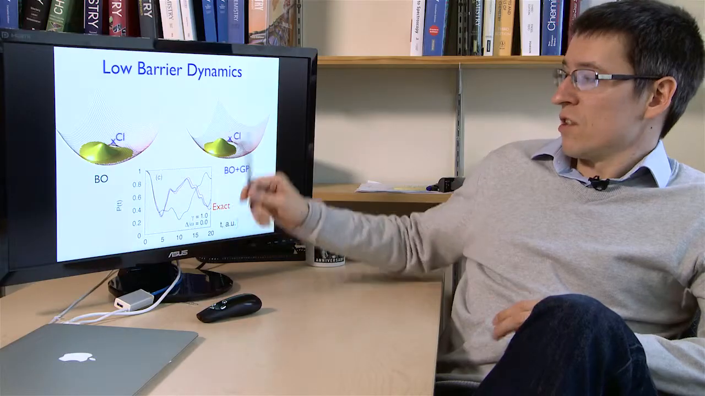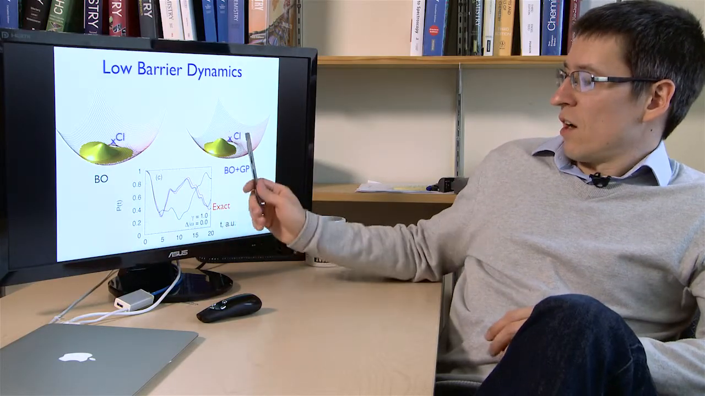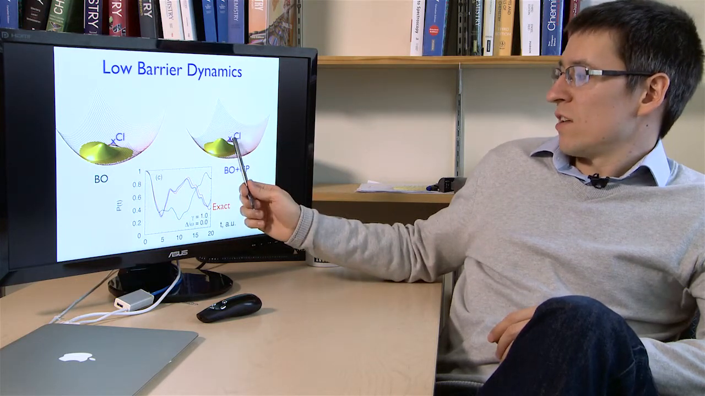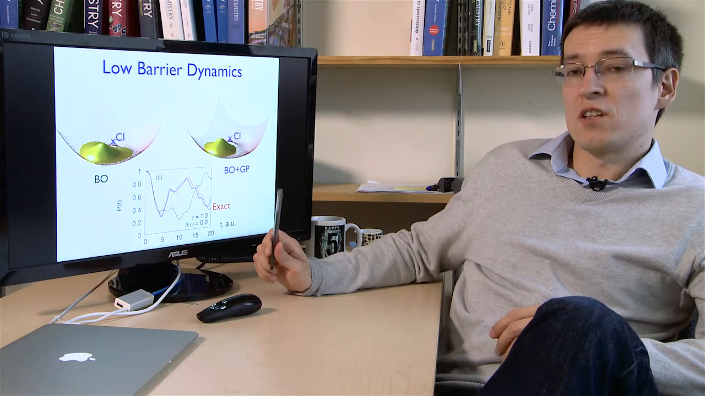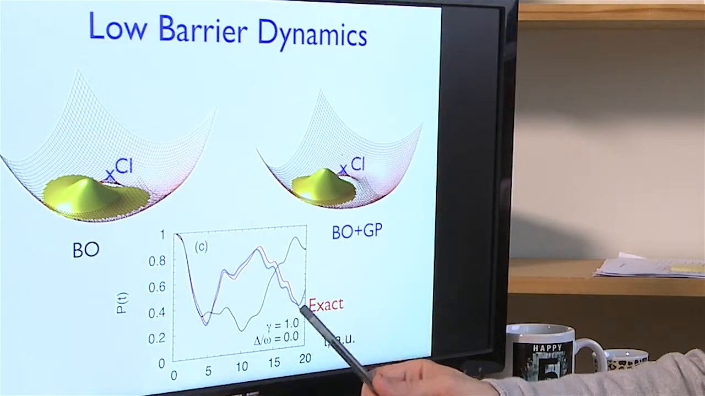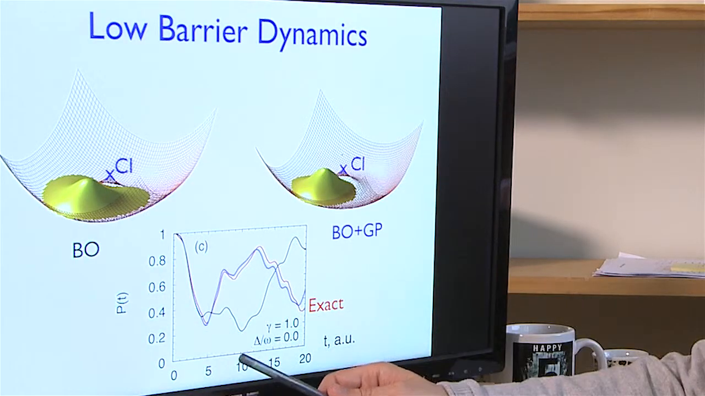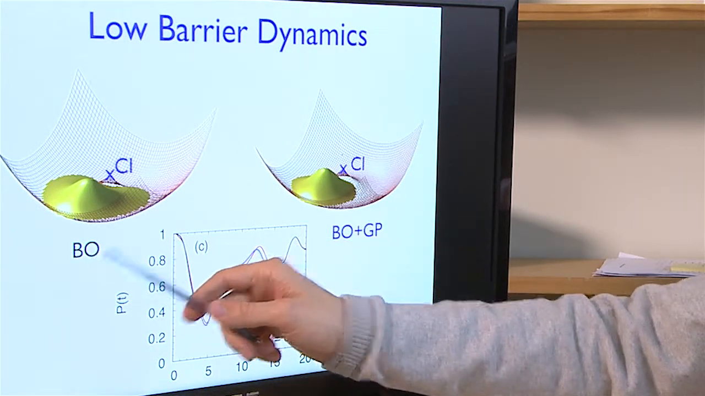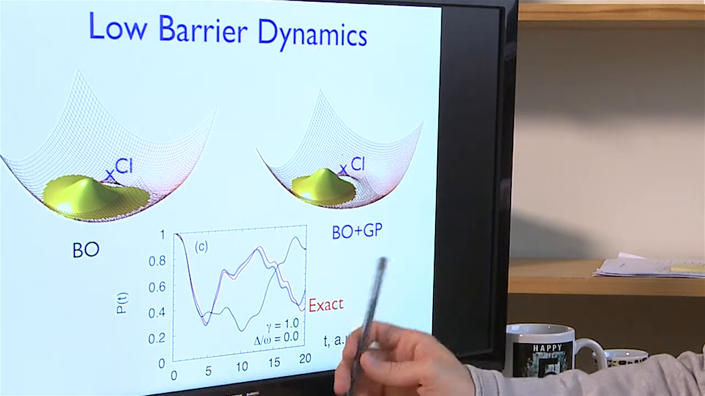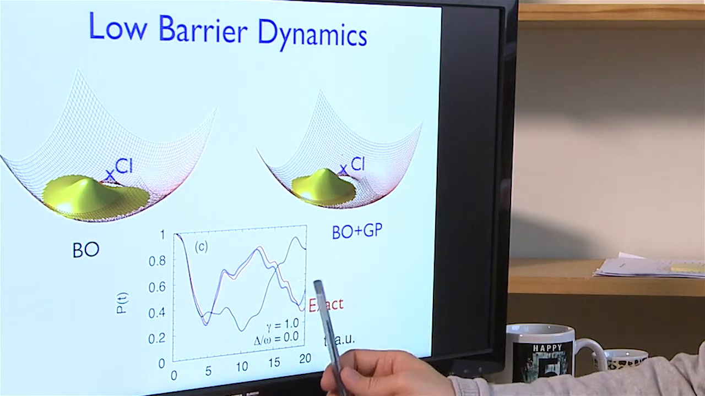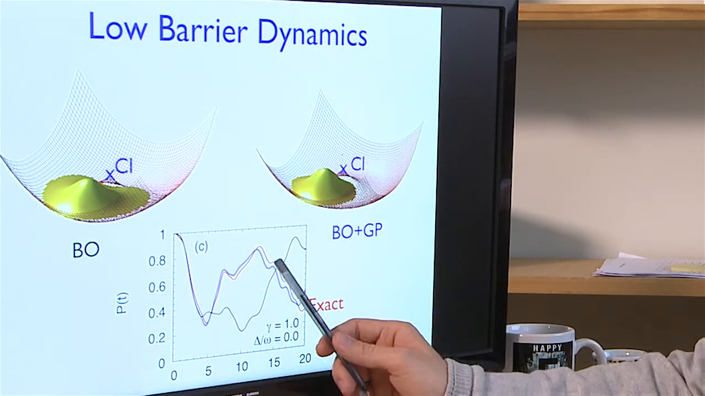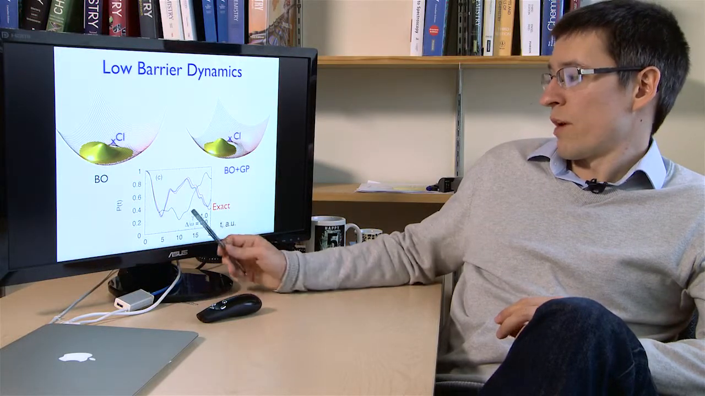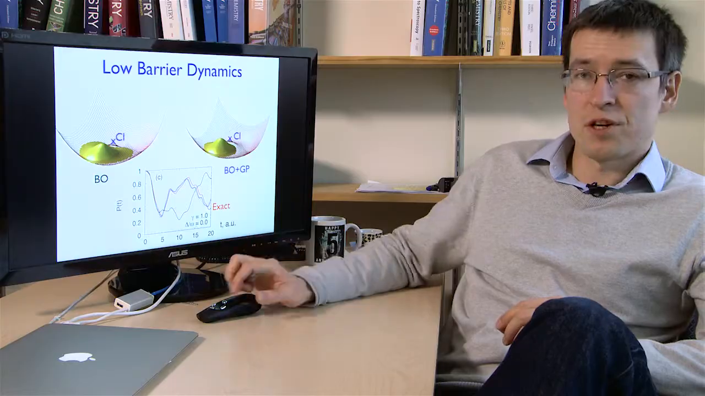Also, what is interesting, even if we lower the barrier, since the conical intersection is still up in energy, the transition to the upper state is not very relevant, and you can see that comparing the population plots versus time for the case with Born-Oppenheimer, Born-Oppenheimer plus GP, and exact. You can see that exact and Born-Oppenheimer plus GP are very similar in this case, while Born-Oppenheimer is quite off after the initial time.